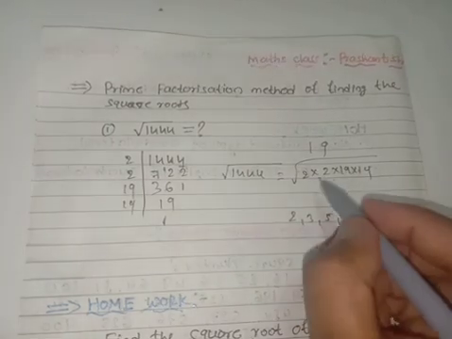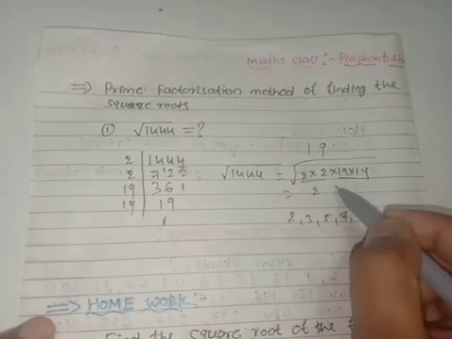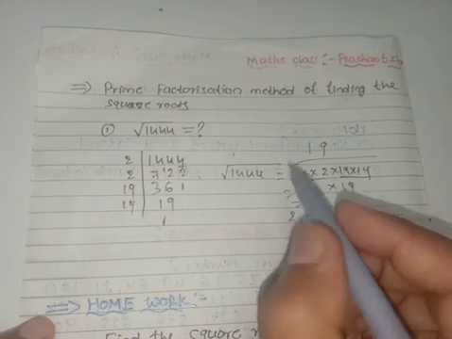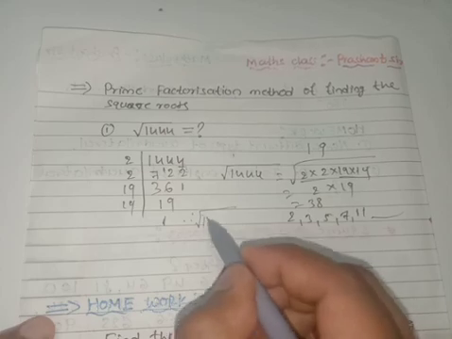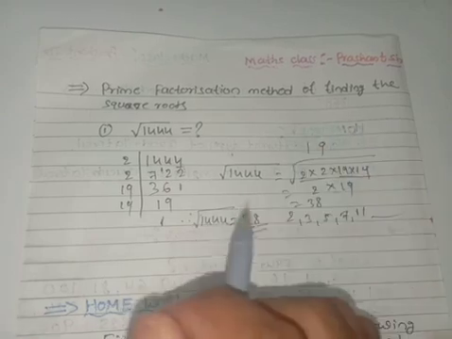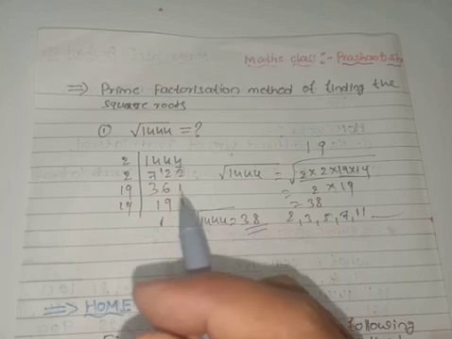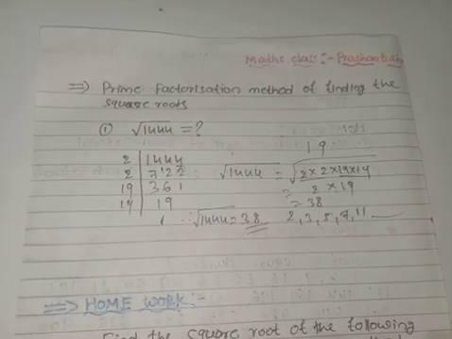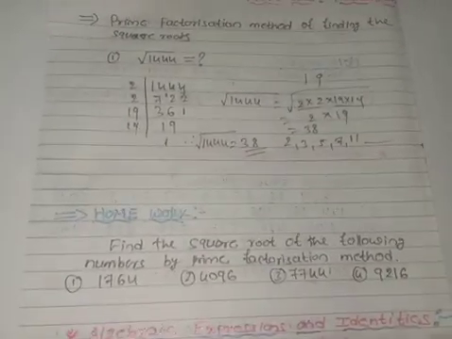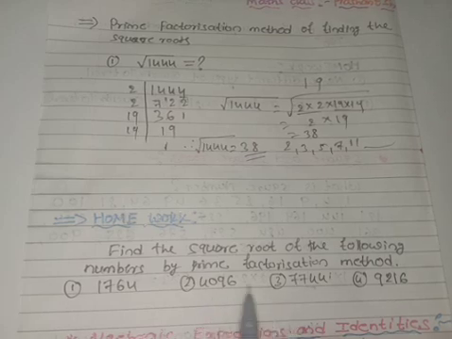Make a group here and take only one time, meaning here in this group only 2 and here in this group only 19, and 19 twos are 38. Therefore, the square root of 1444 is what here? The answer is 38. So this is how we have to find out the square numbers by the prime factorization method. And I am giving here again homework; write it in your notebook and solve this homework.